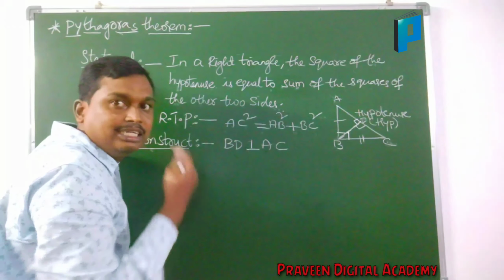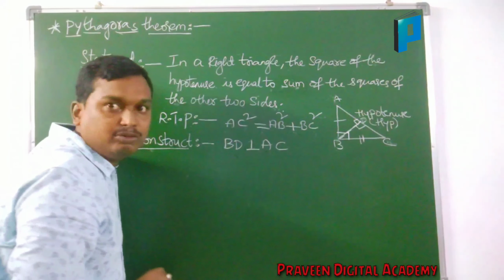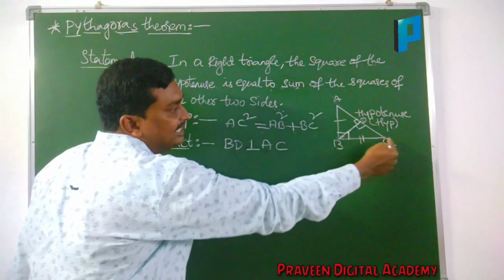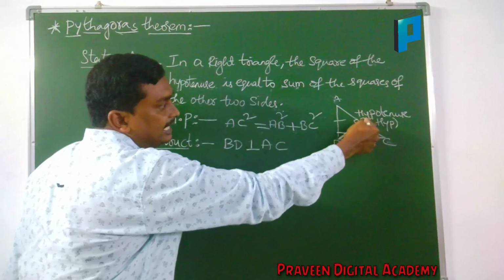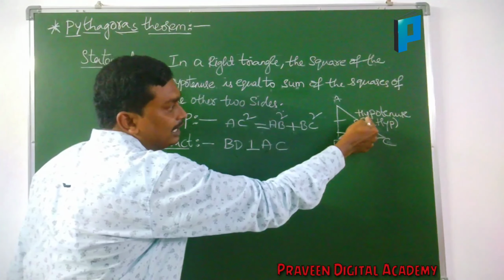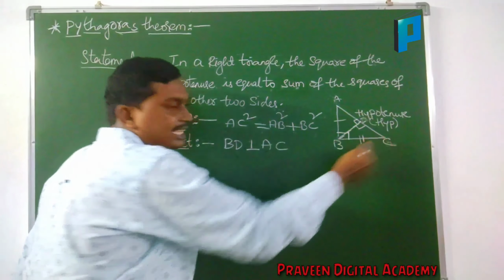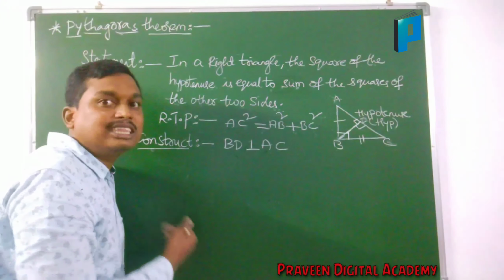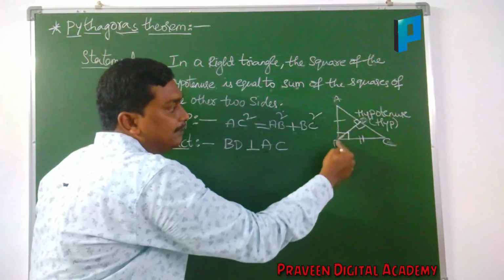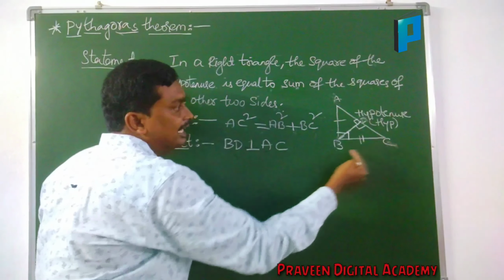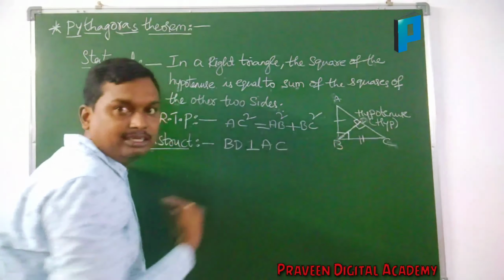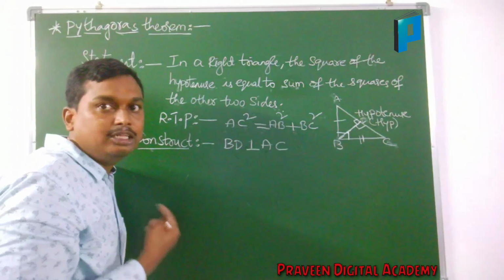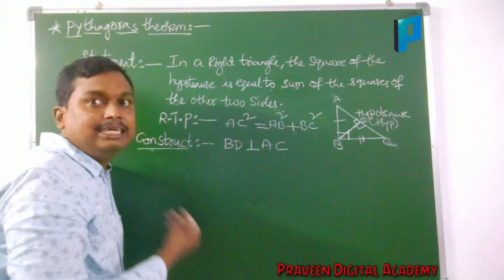Here you can see three triangles. How many triangles are we having here? Three triangles. One is triangle ABC, the next one is triangle ADB, the next one is triangle BDC. ABC in total is one triangle, ADB is one triangle, CDB is one triangle. So we are having three triangles here.